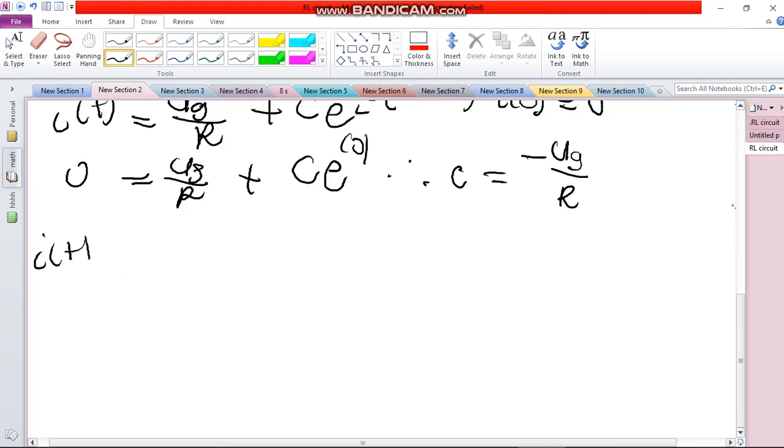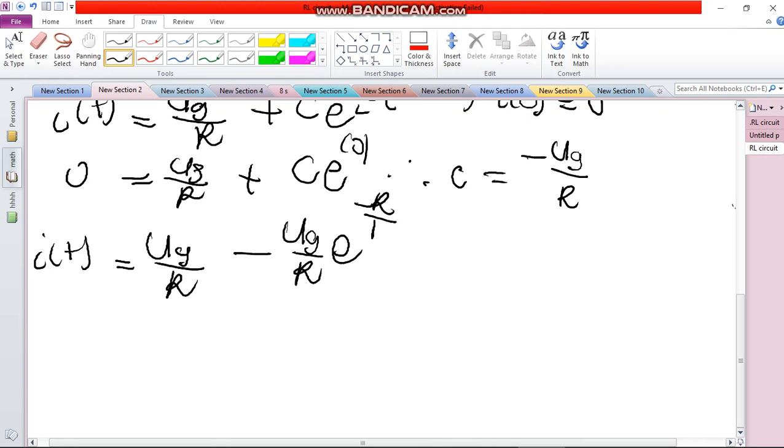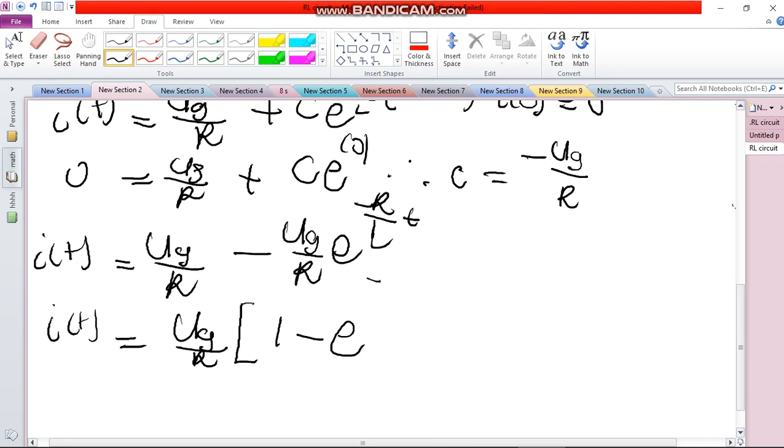I of t is equals to Ug over R minus Ug over R, and then e to power minus R over L t. Now let's factor out Ug over R. This will be Ug over R into 1 minus e to power minus R over L t.